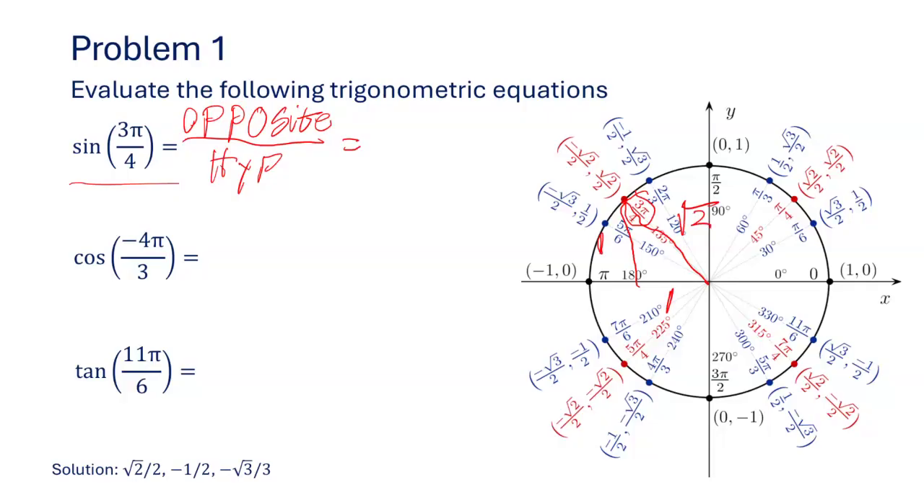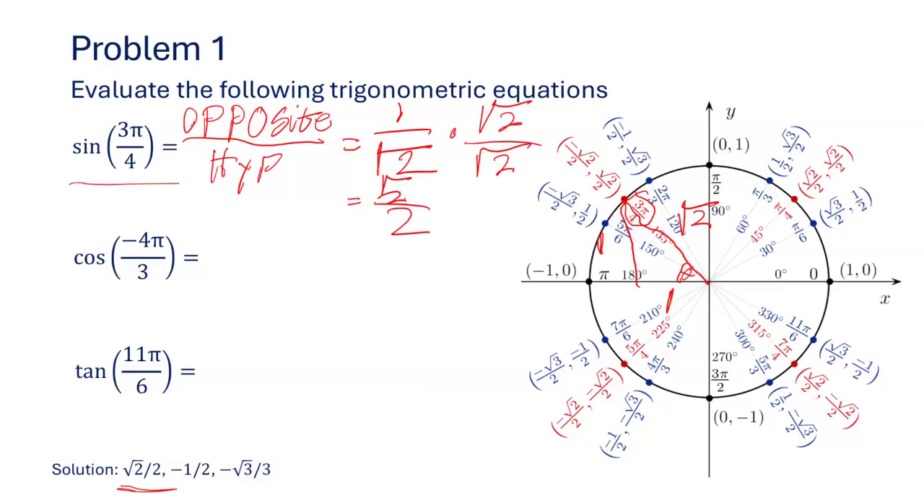So opposite, if this is our theta, is going to be 1 over root 2. It does look like our solution likes to be rationalized. So we multiply by whatever root is on the bottom, basically multiplying by 1, and that ends up giving us root 2 over 2. Any questions on that?